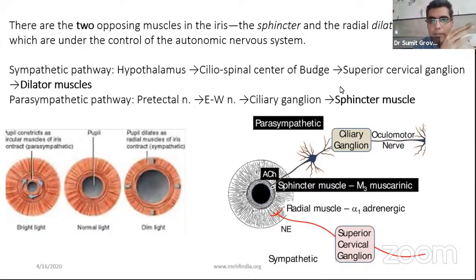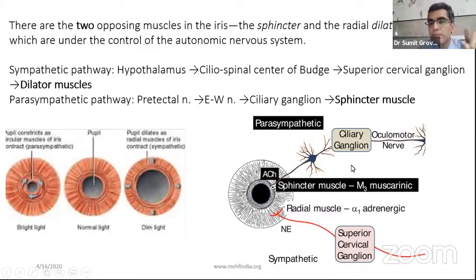The sympathetic pathway comes from the hypothalamus through the ciliospinal center of Budge to the superior cervical ganglion and innervates the radial muscles, and the neurotransmitter here is noradrenaline or norepinephrine.